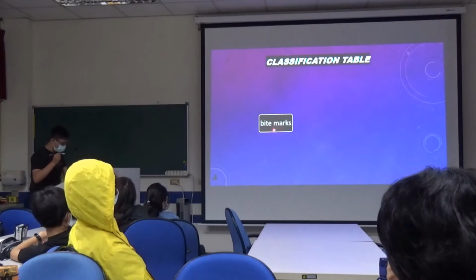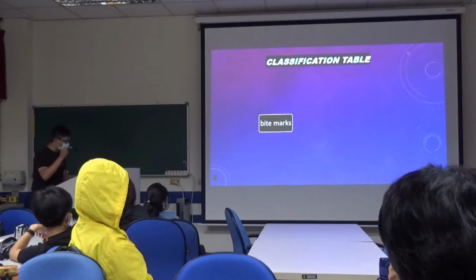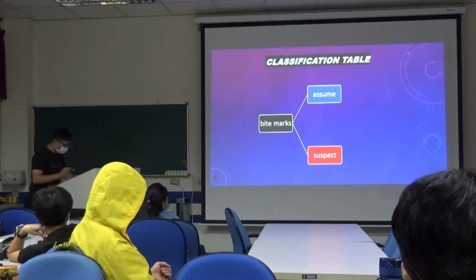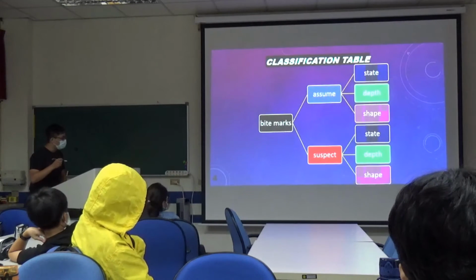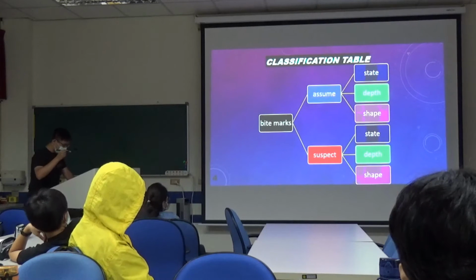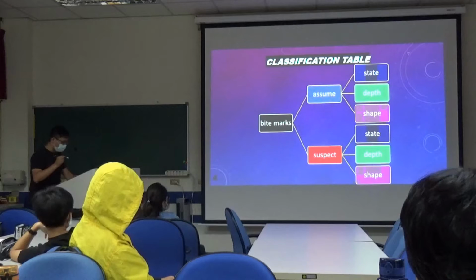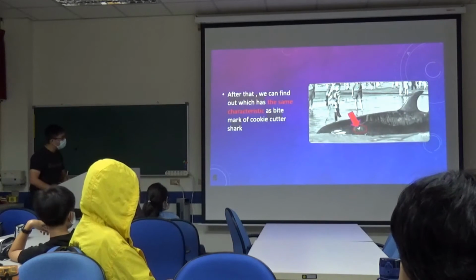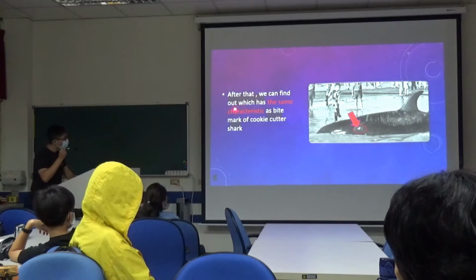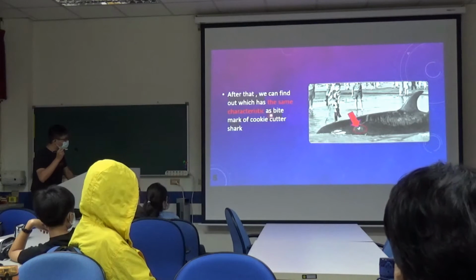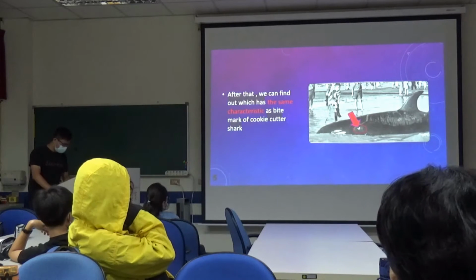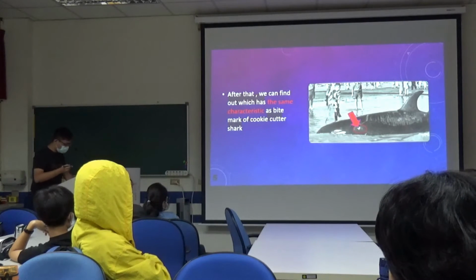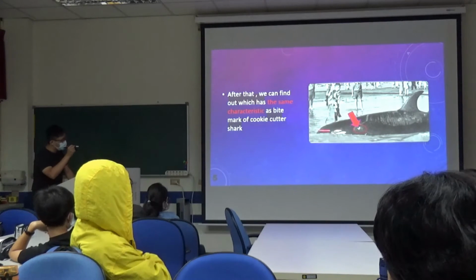Yes. Step 1, bite marks. Step 2, the bite marks are divided into obvious or suspect from cookie cutter shark. Step 3, no matter which, they are still divided into the same date or shape. After that, we can find out which has the same characteristics as the bite mark of a cookie cutter shark. And the characteristics of a cookie cutter shark bite mark are like the part where the arrow points in the picture. This.